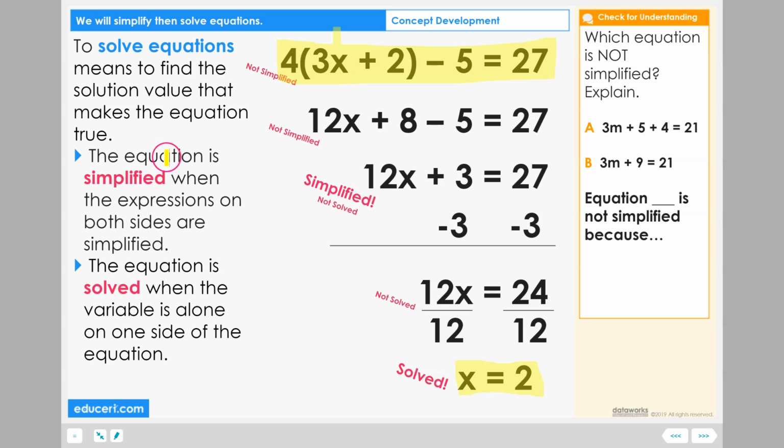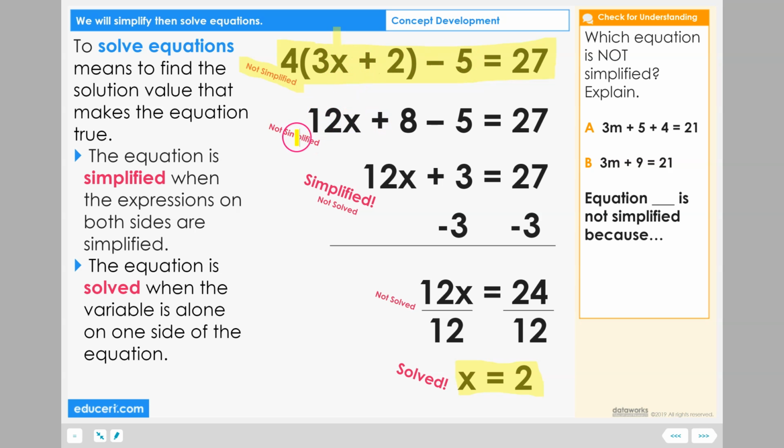The equation is simplified when the expressions on both sides are simplified. So an equation will be simplified if both the left-hand side and the right-hand side expressions are simplified. That means that there are no more distributions to do and no like terms that can be combined, which is why this first equation at the top is not simplified. There's a distribution, so that needs to be done.